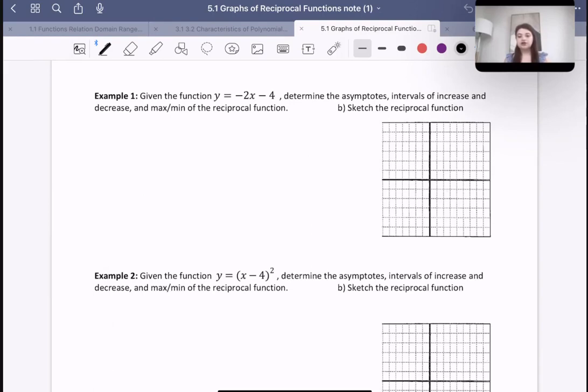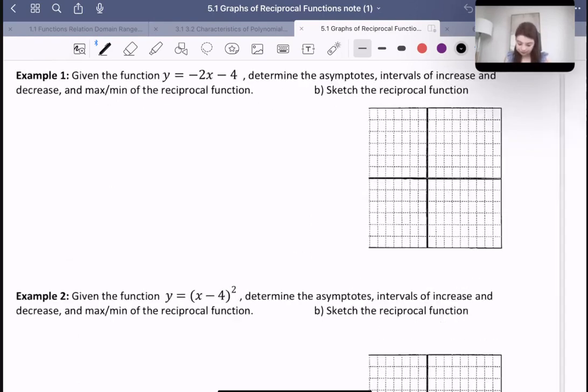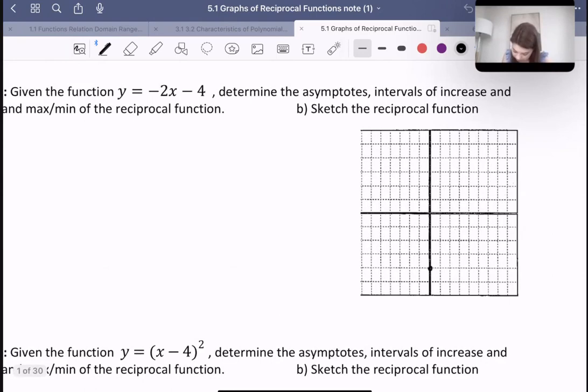Well, the original function is just a line, right? We start here at negative 4, and then negative 2 is our slope, so it's going to look like this. So here's going to be our line, like that. There we go. So that's the original function.